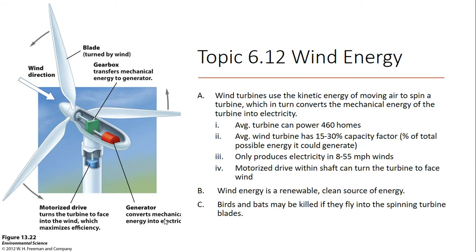We know wind energy is a renewable, clean energy source, but some of the problems associated with wind energy usually come up in looking at how it might impact things like birds or bats. What they have found sometimes is that these types of species may actually fly into the spinning turbine and unfortunately may be killed.